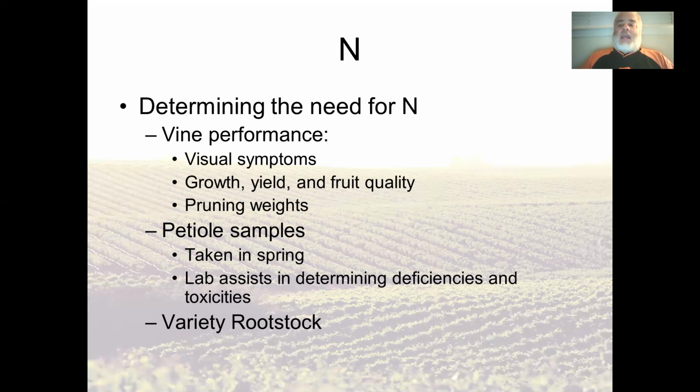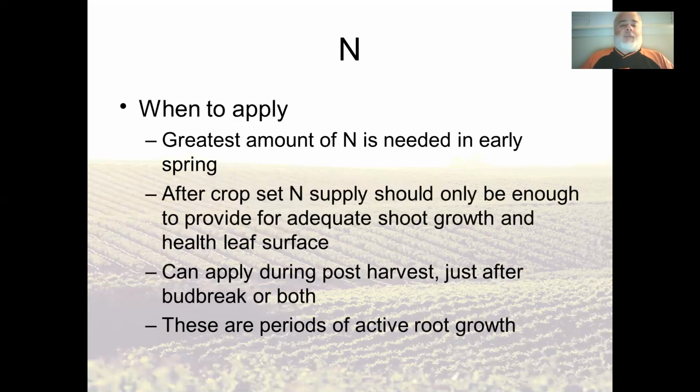And the variety of the rootstock is also important. How much vigor is in that rootstock is part of the equation. The rootstock is going to influence how much nitrogen you're going to need to grow the crop. The more vigorous the rootstock, the more nitrogen it's going to take to support that vigorous growth. The less vigorous, the less nitrogen you're going to need.